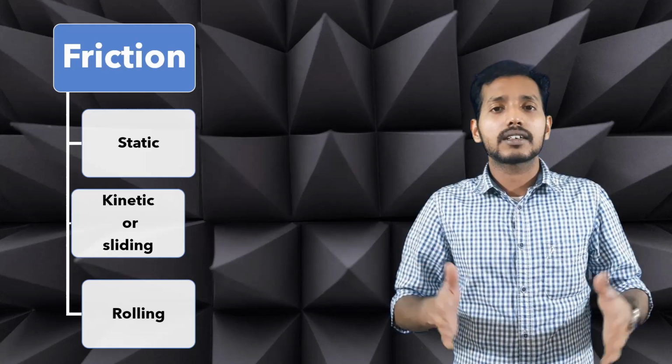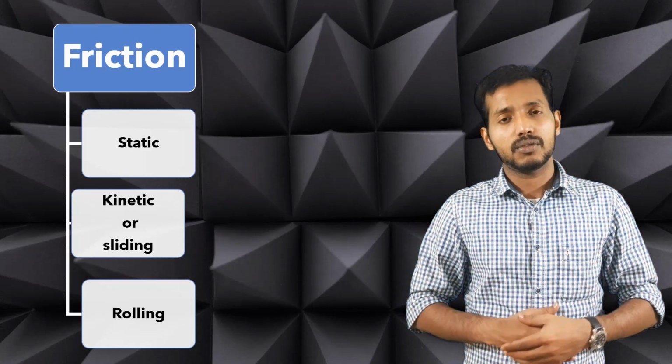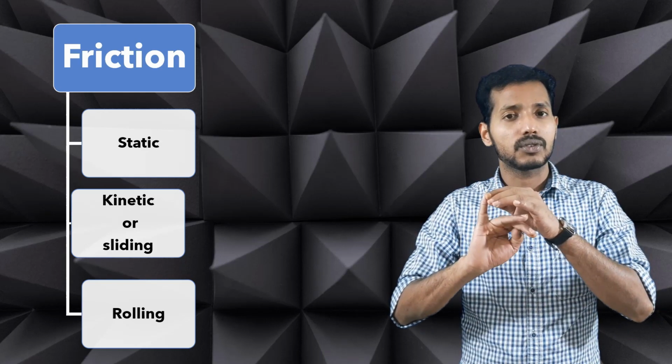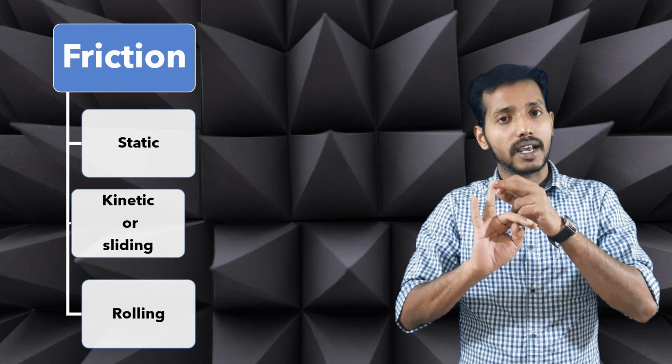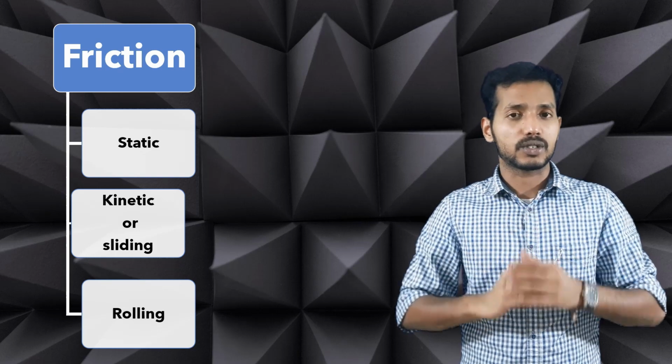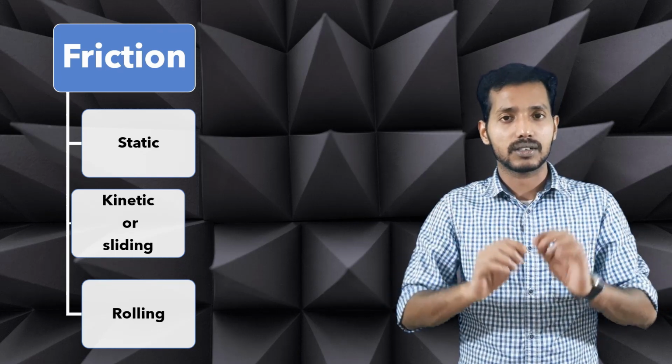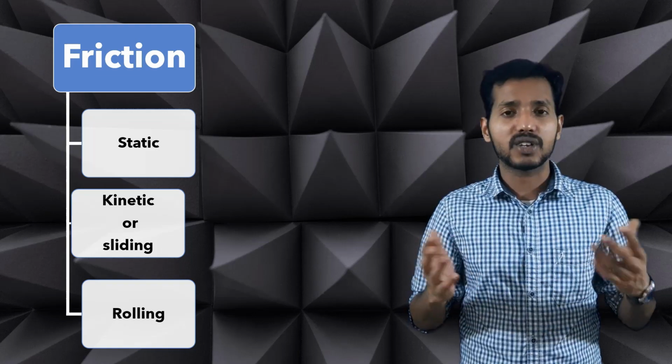Now let's discuss the types of frictional force. There are three types we are going to discuss. One is static frictional force, then kinetic or sliding friction, and rolling friction. What is static friction? The word static means at rest, stationary. What is static friction?